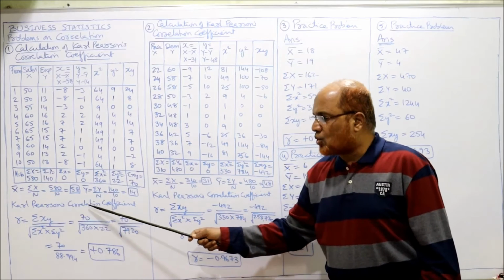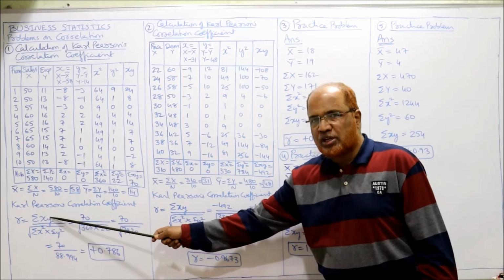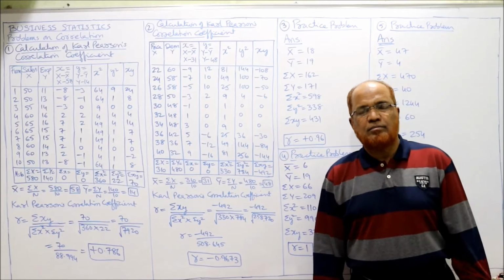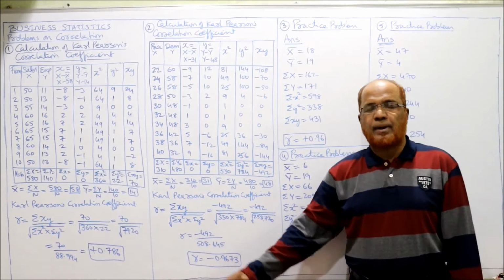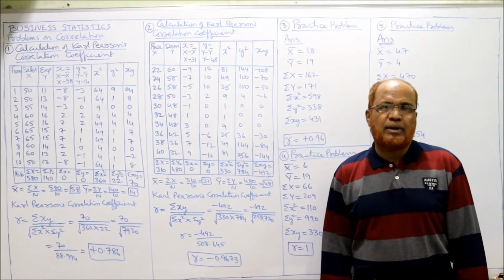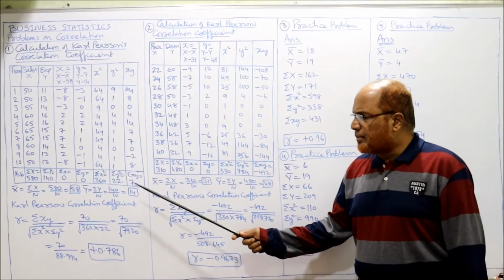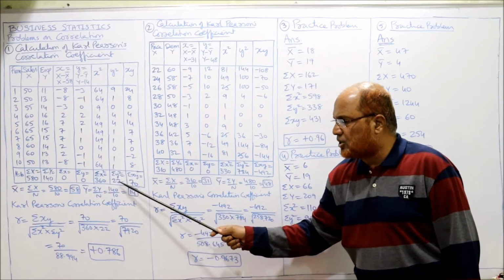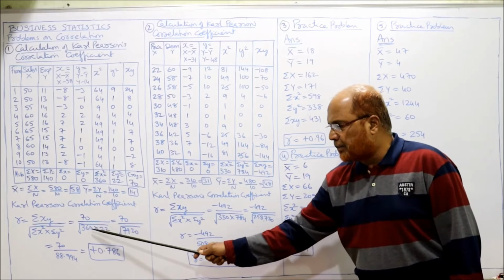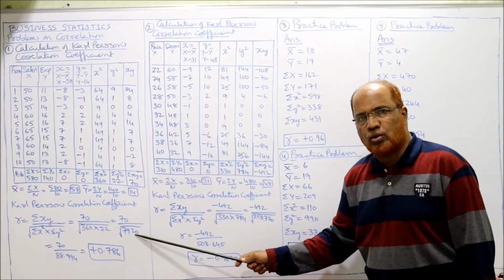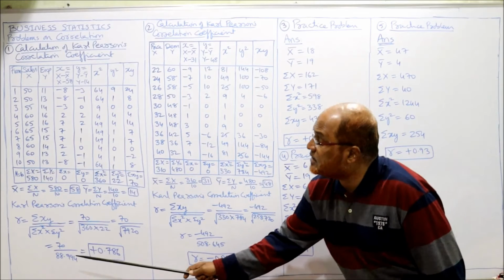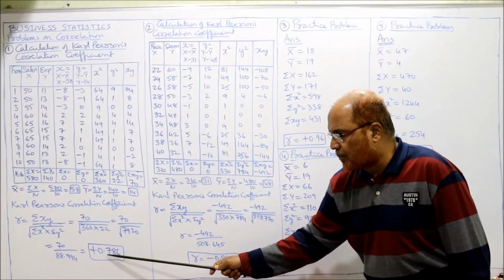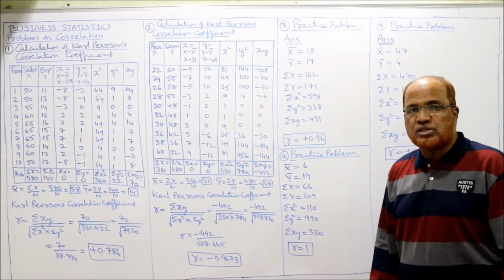Now Karl Pearson's correlation coefficient formula: r equals summation xy divided by square root of summation x square into summation y square. In the last video theory, I have explained you this formula will be applied when deviations are taken from actual mean. अब सब्स्टिट्यूट कर देंगे, summation xy is 70, summation x square into y square, 360 into 22 under root. Multiply 360 into 22, you will get 7920, under root 7920, you will get 88.994. So 70 divided by 88.994, you will get 0.786 positive.